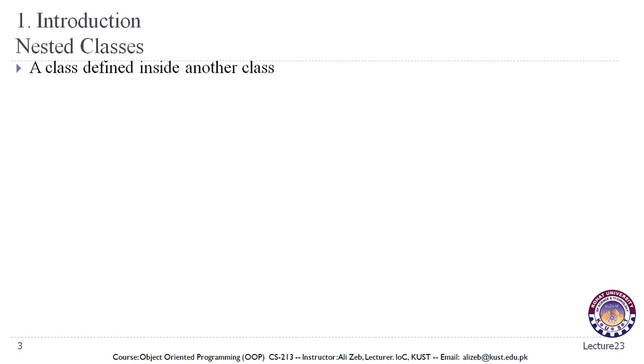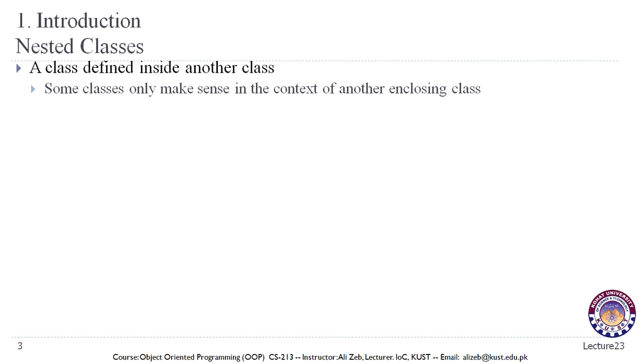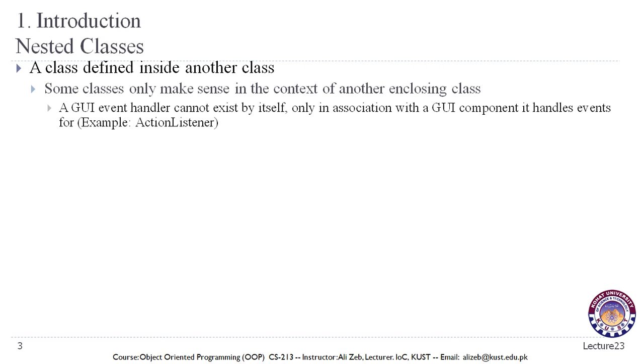A class defined inside another class is called a nested class. Some classes only make sense in the context of another enclosing class. They may not make sense independently; they make sense only when used inside another class or when they are enclosed inside another class. For example, a GUI event handler cannot exist by itself. It exists only in association with a GUI component it handles events for.